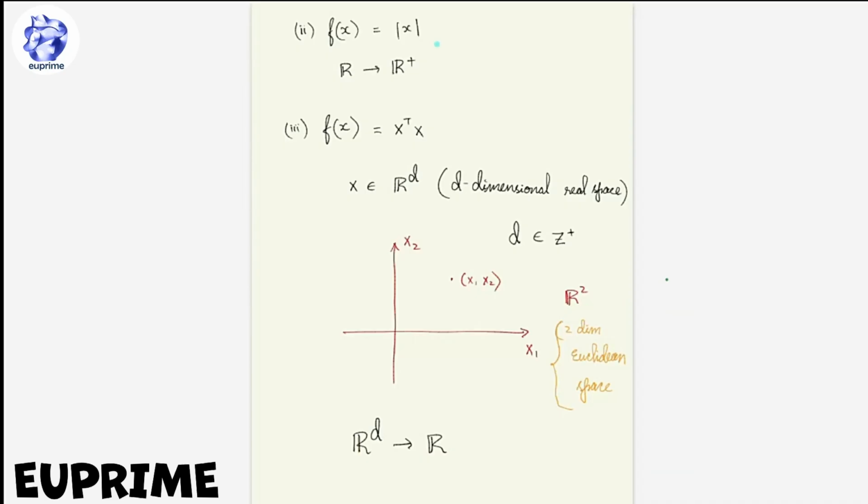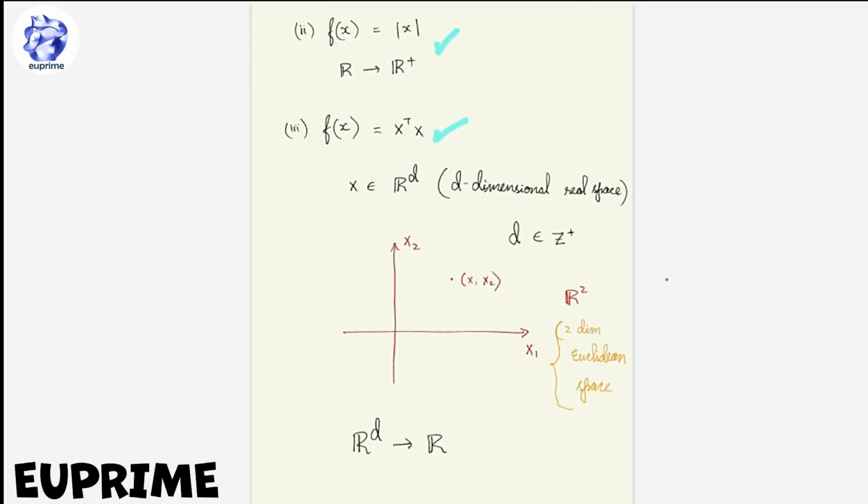So these are all examples. The modulus of x is another function. x transpose x, where x transpose and x are two vectors and you're transposing one with the other, will give you a real number at the end. You're mapping from domain to range. You take an element of the domain and you map it to some d-dimensional real space.